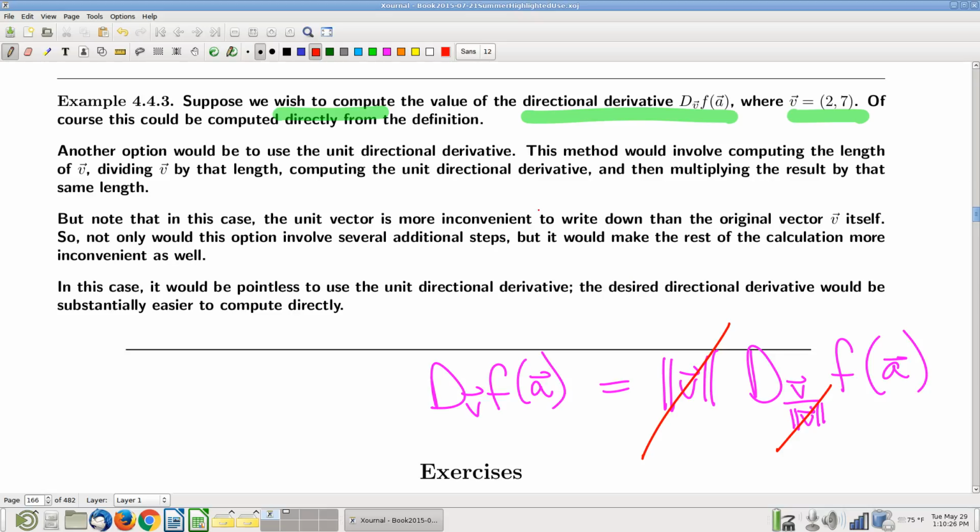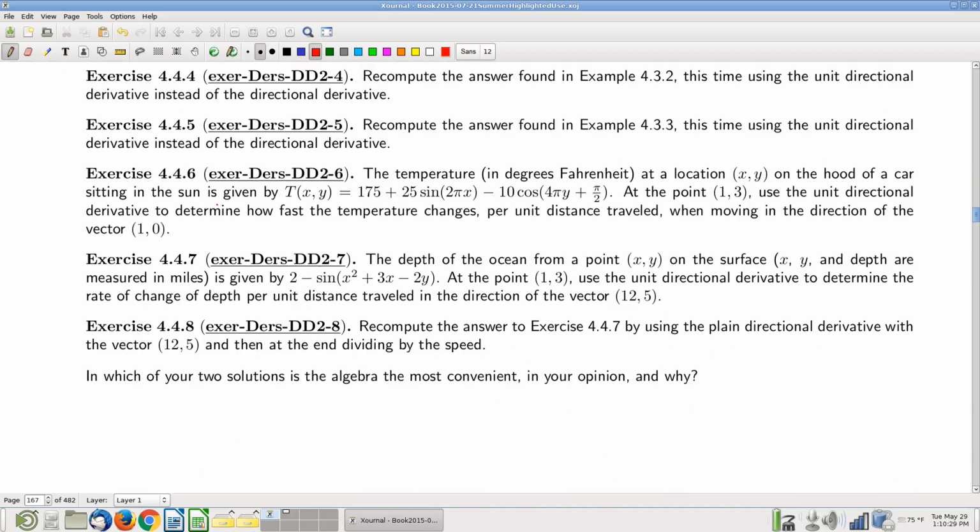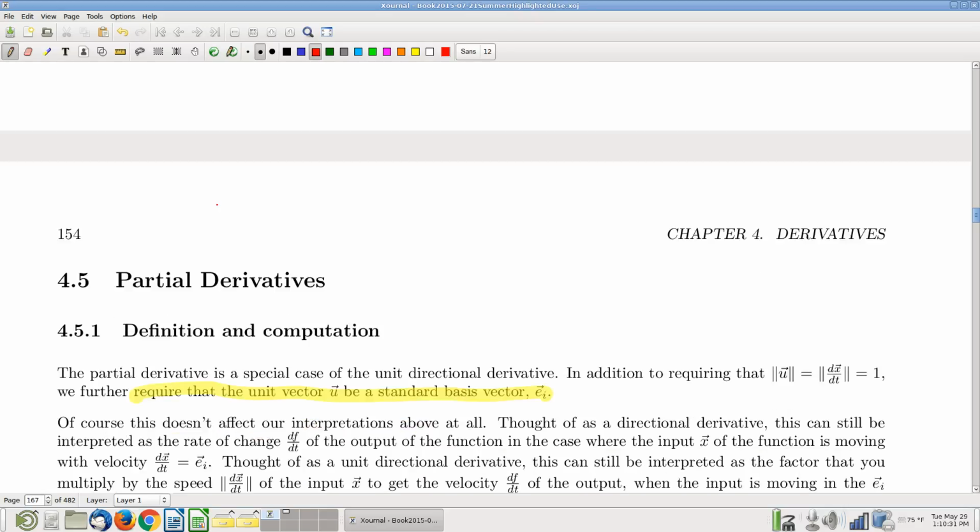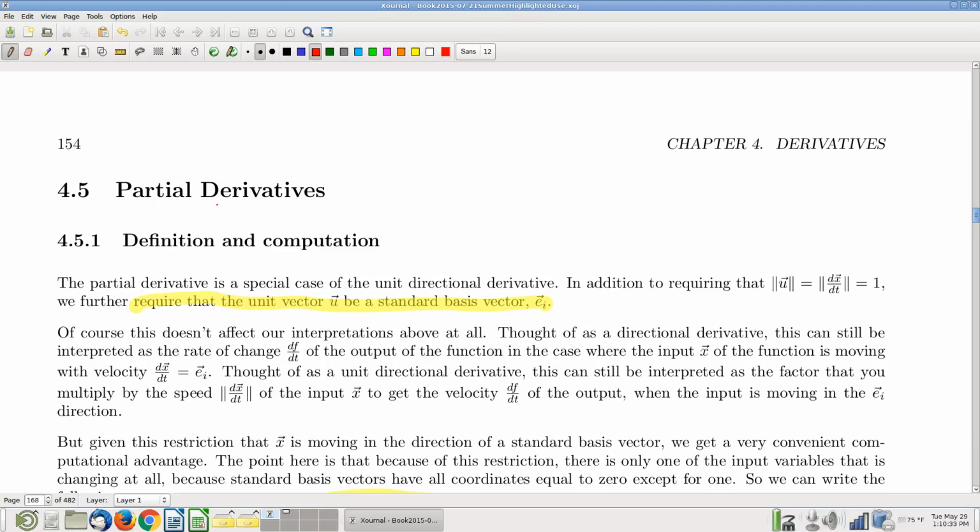Okay, moving along. Partial derivatives. It's another special case. Partial derivatives are directional derivatives, just like unit directional derivatives are directional derivatives. In fact, this is a special case of that special case. A partial derivative is a special case of the unit directional derivative, which itself was a special case of the general directional derivative.